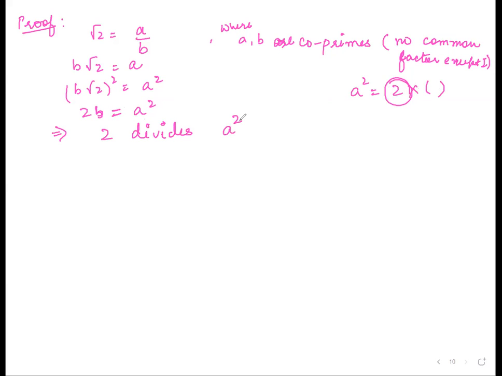Okay. Now why am I writing it? Because there's a theorem that if a number divides a square, it also divides a, right? So by theorem, 2 also divides a.